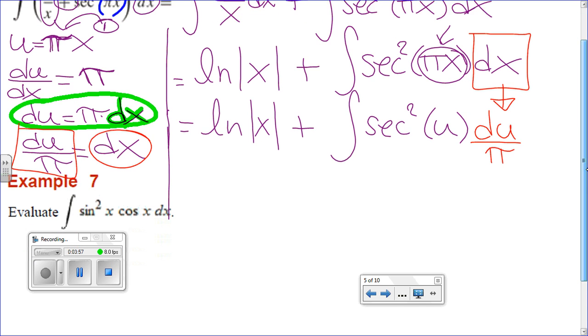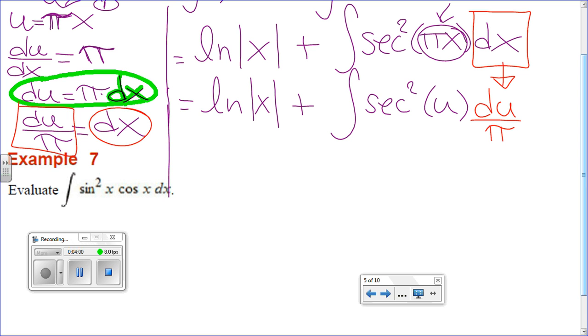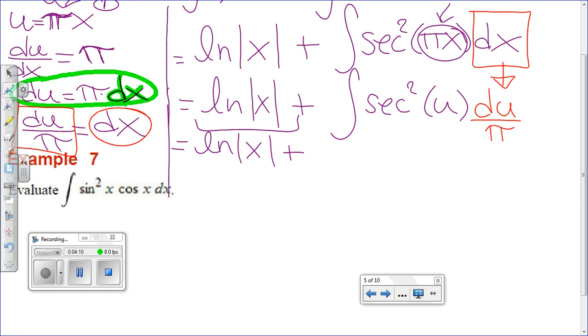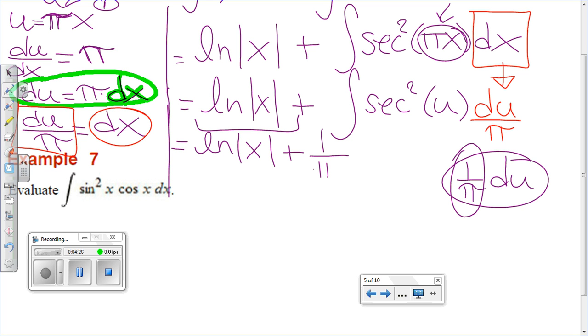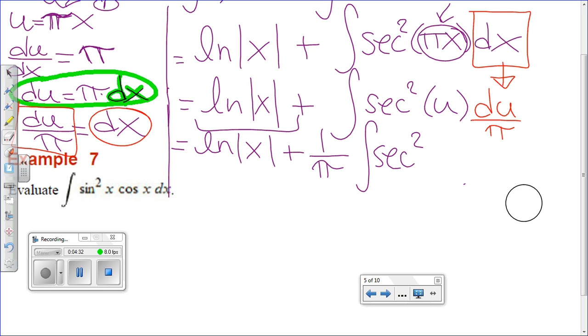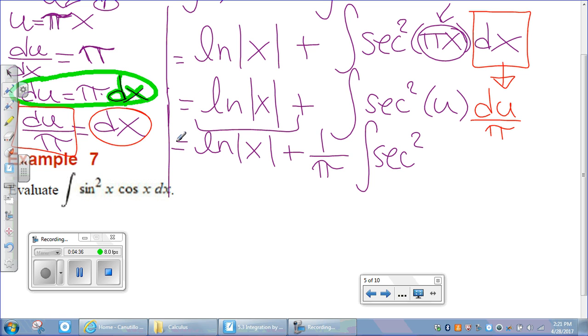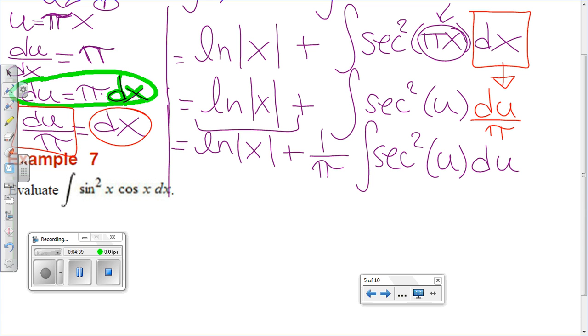The reason you are hearing 1 over pi is because we can do that, and it will be equivalent. Here, this is not going to change. It's going to remain the same, the ln of the absolute value of x, plus. And here, 1 over pi times du is equivalent. So we take this 1 over pi and factor it out of the integral, and then we have the integral of secant squared of u du. So pi is already here.